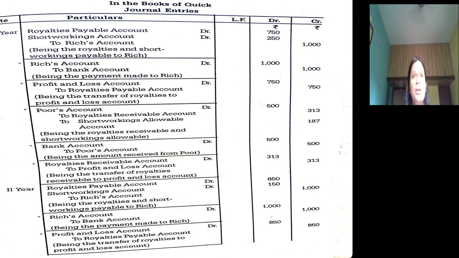So the journal entry in the books of Quick, who is a lessor now: sublessee's account debit, to royalty receivable 313, to short working allowable 187. Then he will receive cash from the sublessee: bank account debit to sublessee's account, amount is rupees 500, which is equal to the minimum rent. Royalty receivable should be closed by transferring it to profit and loss account. Short working allowable account shows a balance that should be carried forward to the next year, so there is no journal entry. This is with regard to the first year.